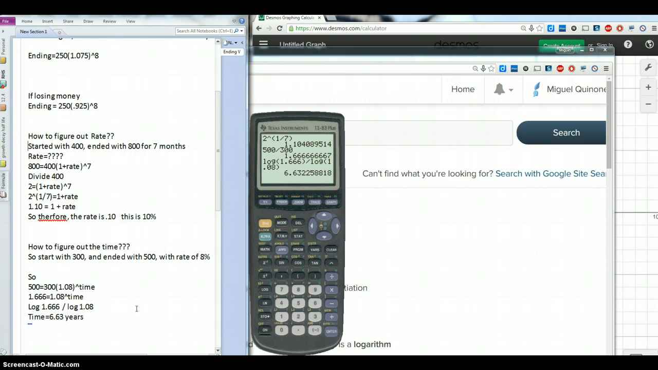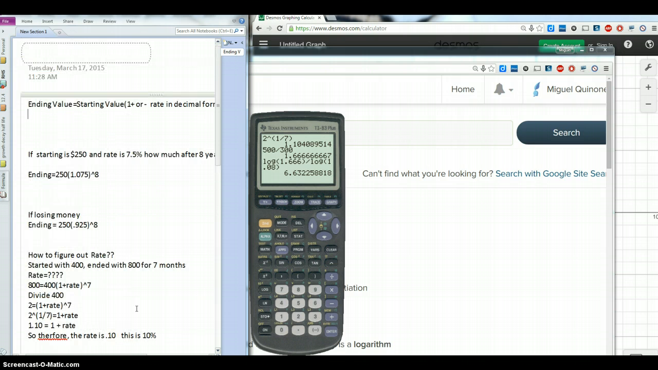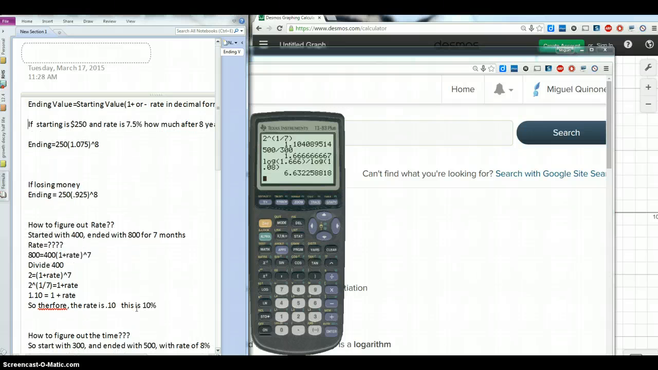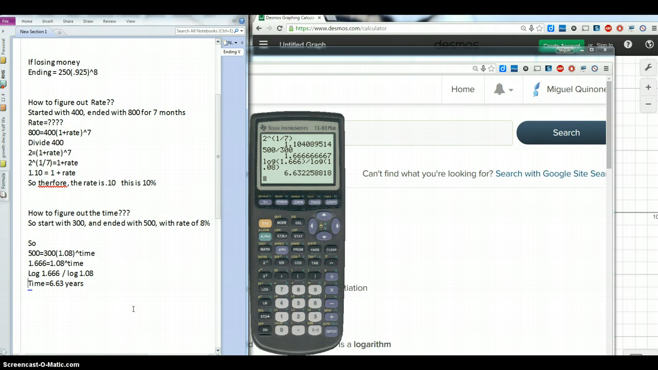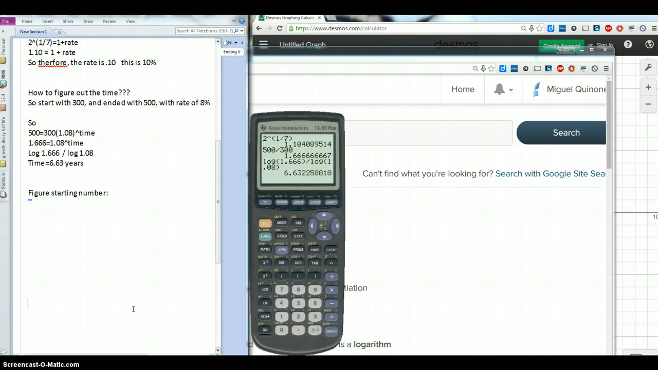All right, so for your homework, you gotta make one problem for each: one to find the ending value, one to figure out the rate, one to figure out the time, and the last one is to figure out the starting number.